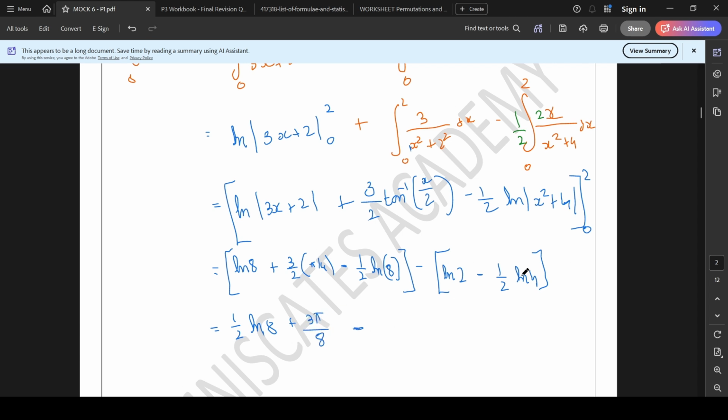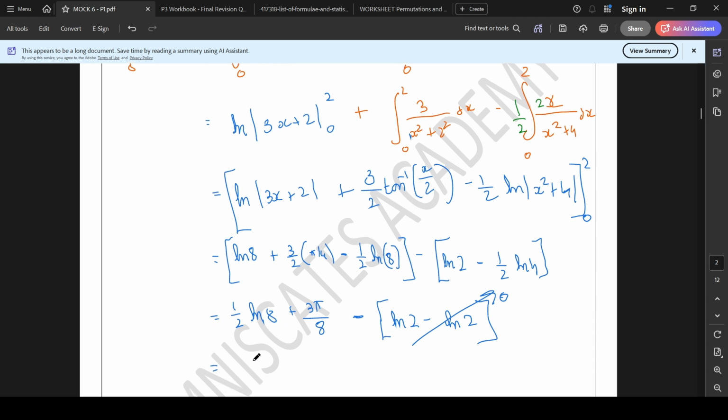Then over here I can write my ln 4 as ln of 2 squared, and then I can bring the 2 down. So it will become ln 2 minus ln 2, because the 2 from the exponent came down and got cancelled with this half. So I have ln 2 minus half ln 4 as 0 only. So this has gone to 0. So finally I'm left with, yeah, this is my final answer: half ln 8 plus 3 pi by 8. And you need to conclude that the integration of the function from 0 to 2 is coming out as this.